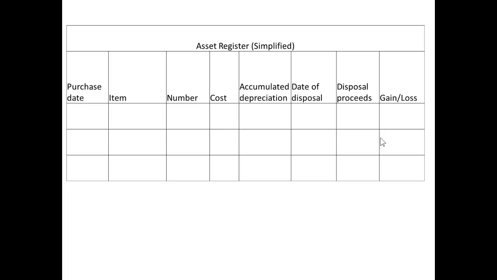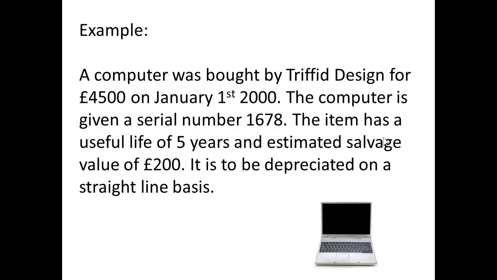Here then is a very simplified suggestion for an asset register, where each asset would in fact have a page or a sheet or a card, whatever, showing the purchase date, the item, the number, that's the serial number or the identification number that we've given it, the cost, the amount of accumulated depreciation, and then the date of disposal, the disposal proceeds, and then finally the gain or loss on the sale or disposal of that asset.